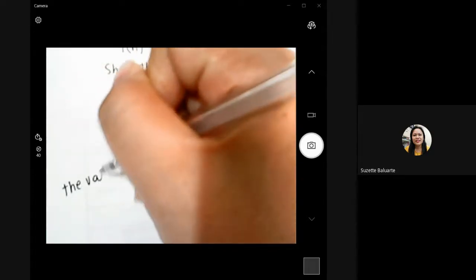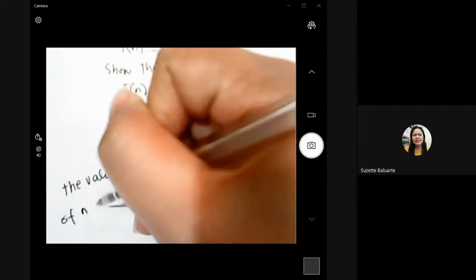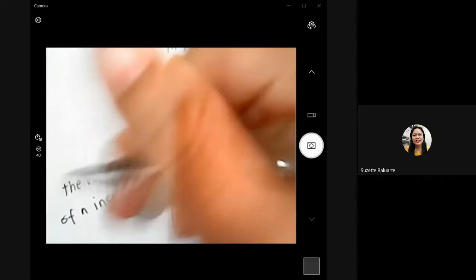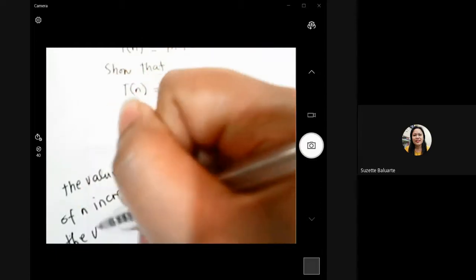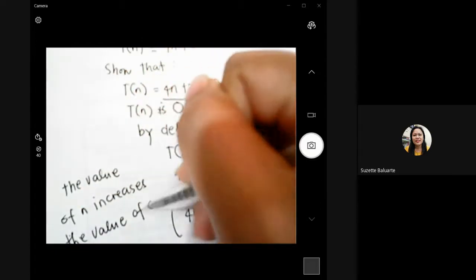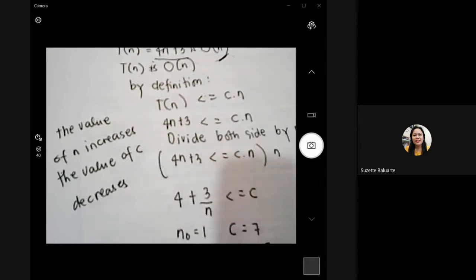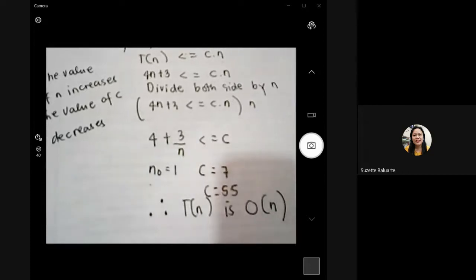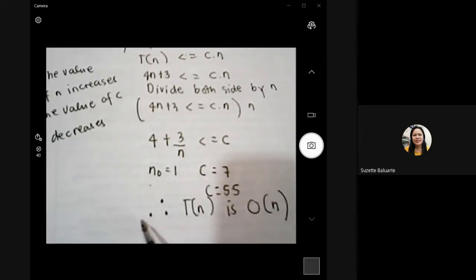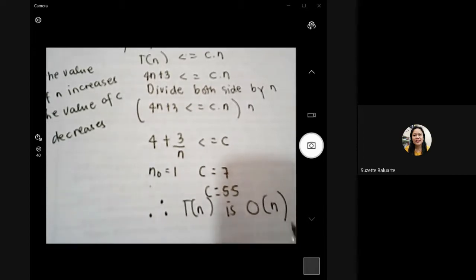The value of n increases. The value of c decreases. So, that is big O. Any questions so far? The final say is, therefore, your T of n is big O of n, since we proved that 4n plus 3 is big O of n.